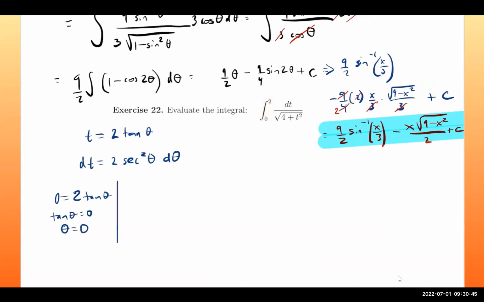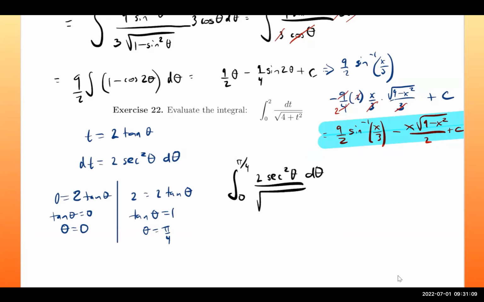And then for 2, you're going to get 2 equals 2 tan theta. I'm just plugging in 2 for t. And then if you divide both sides by 2, you get tan theta equals 1. Theta is pi over 4. So those are our new limits: 0, pi over 4. dt becomes 2 secant squared theta d theta. The denominator becomes 4 plus 4 tan squared theta. So I just substituted t into here, and that's how I got 4 tan squared theta.